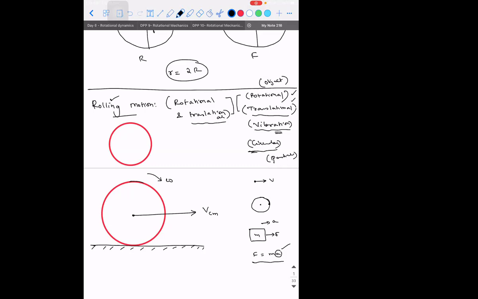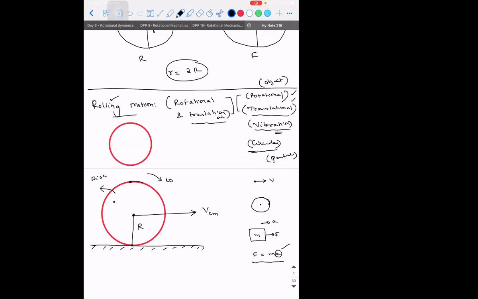Instead of taking it as a wheel, I'll call it a disk so that we can understand it better. This disk will be made up of an infinite number of particles which we are not able to see, out of which one of the particles is at the center of mass, one will be at the bottom, one at the top, and one at some random point here. Am I clear with this? Let's say the radius of the disk is r.